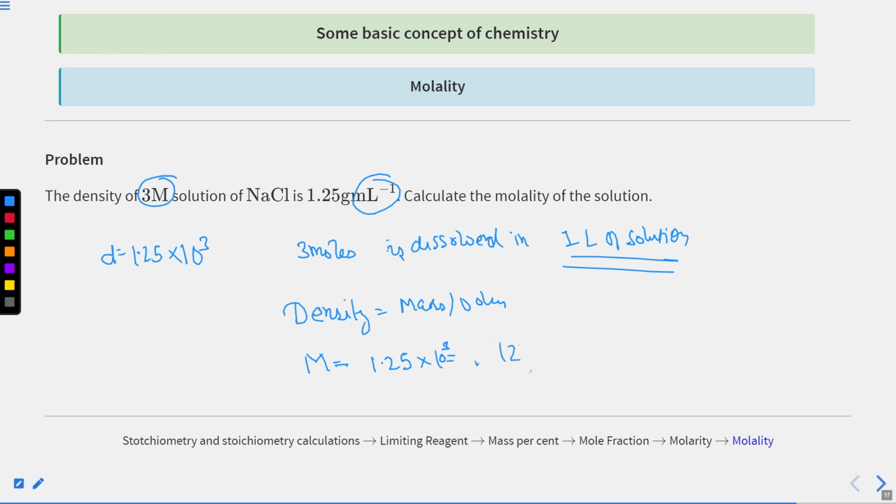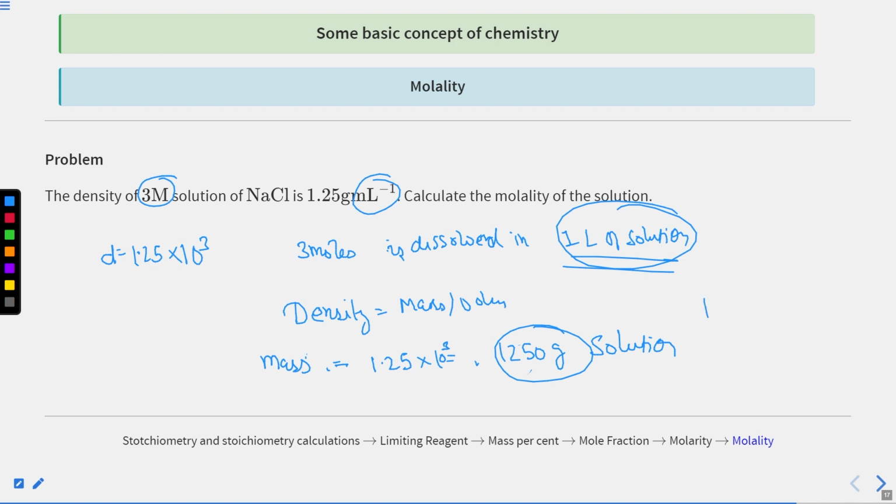That would give us 1250 grams. So this much mass is present. So 1 liter of this solution will contain 1250 grams. Is this clear? Now 1250 grams is the solution.